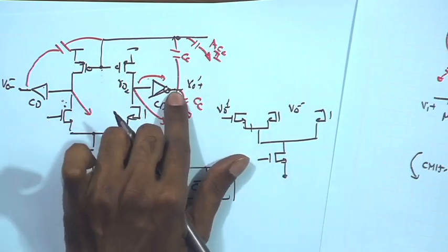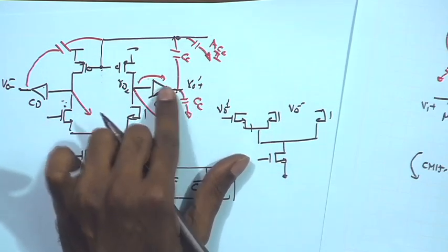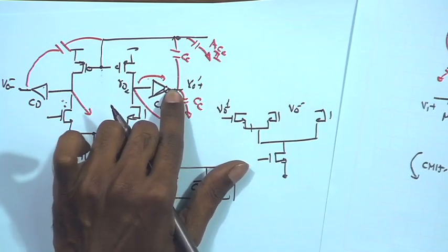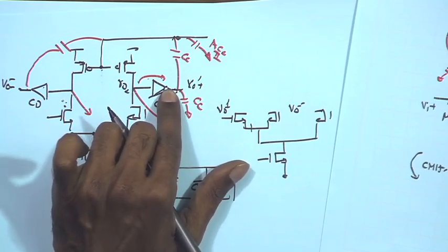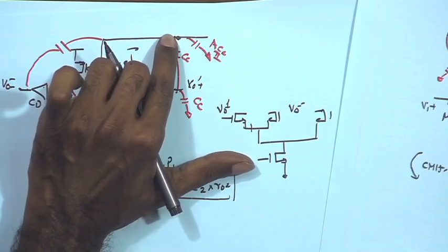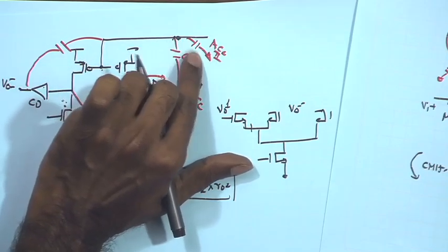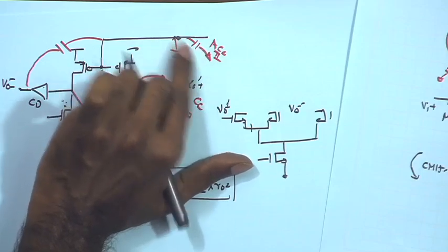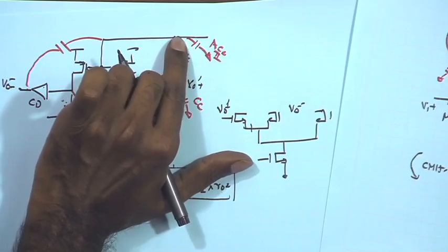And this point is not suffering so much because the output impedance is low. Even if you get a Cc, it does not cause any significant degradation in the pole, whereas at this point, because the output impedance from the previous stage is high, and apart from that I am putting a large cap over here, A times Cc, you end up having a large time constant over here.